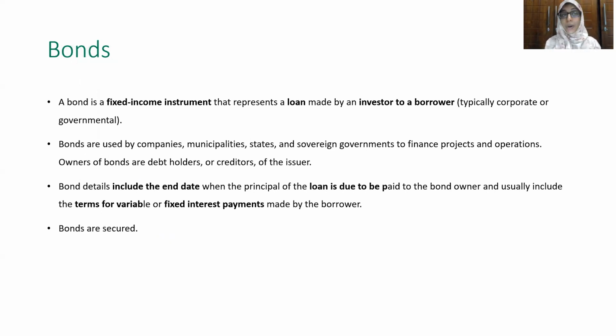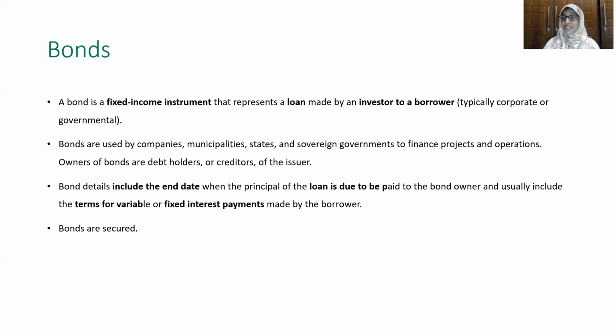Okay, so a bond is a fixed income instrument that represents a loan made by an investor to a borrower, typically corporate or a government. So what does that mean? If I simply tell you what it means, you can consider a bond as an IOU. A bond could be thought of as an IOU between a lender and a borrower that includes the details of the loan and the repayment. So that is what a bond means.